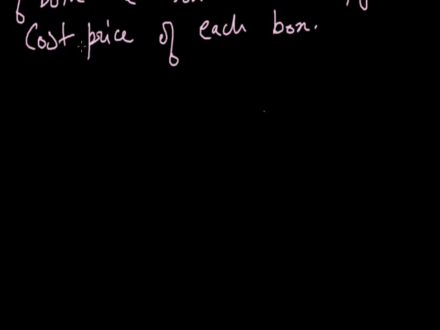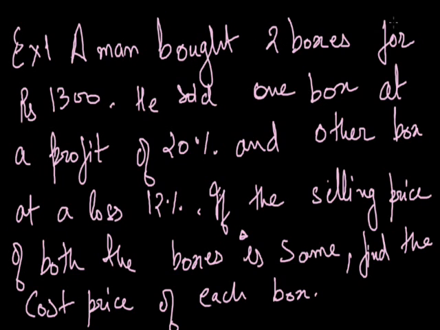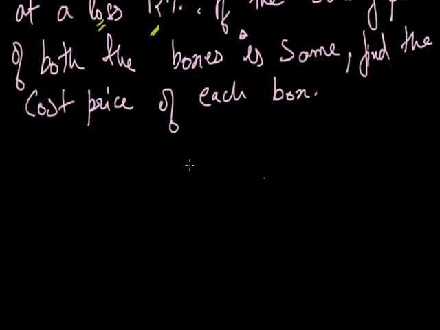Now here we are given the question that the man bought 2 boxes and the total cost was rupees 1300. Then he sold one at a profit of 20% and another one at a loss of 12%. But on selling these 2 articles at different cost prices, the selling price was the same. So we have to find the cost price of each article.